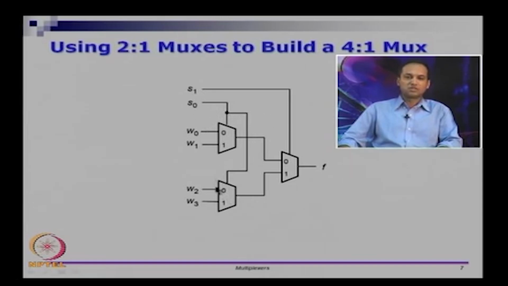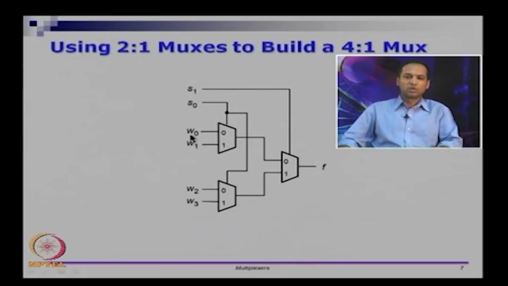If S0 is 0, then W2 will be here. If S0 is 1, W3 will be here, right. And if you want this to be passed down to here, S1 should be 1. So you can go from the left side to right side and see the conditions under which F gets various terms.